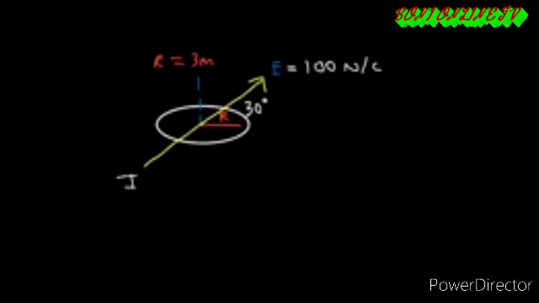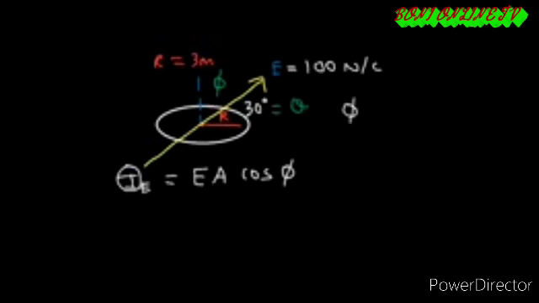So the electric flux is equal to the electric field times the area of the disk times cosine of phi. Now the angle that we have is theta, not phi. Phi is this angle. It's the complementary angle. So phi is going to be 90 minus 30, so it's 60 degrees.